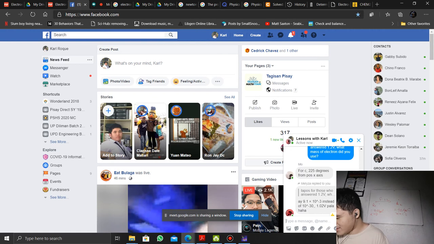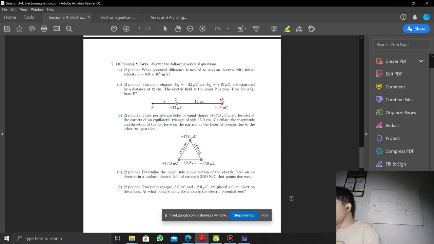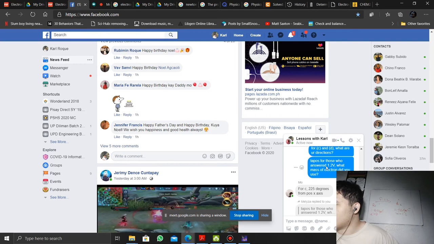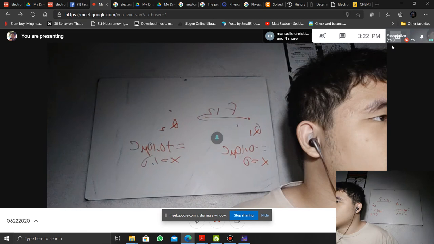Sige, tara, let's start. Okay, for letter A. Kasi yun, if you want to answer while ano, it's fine. Okay lang naman yun. Sige, for letter A, I'm going to use the board. Then we'll move to the more important part.